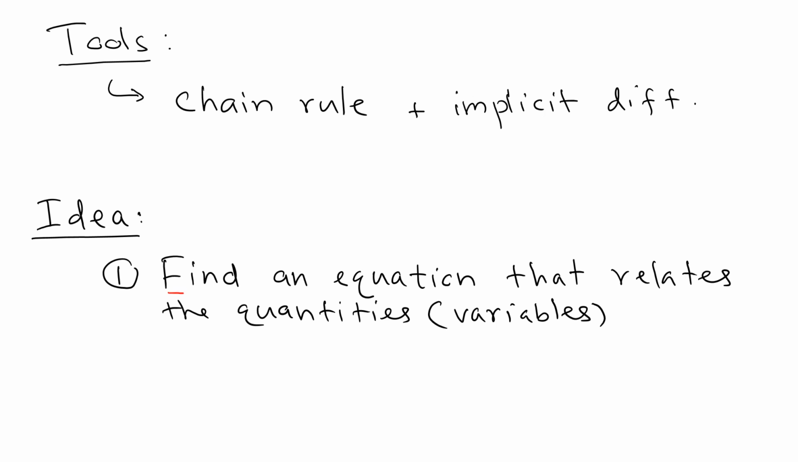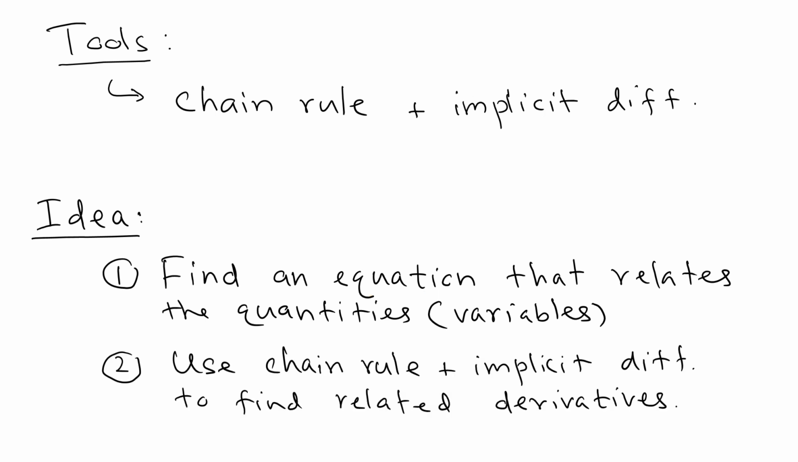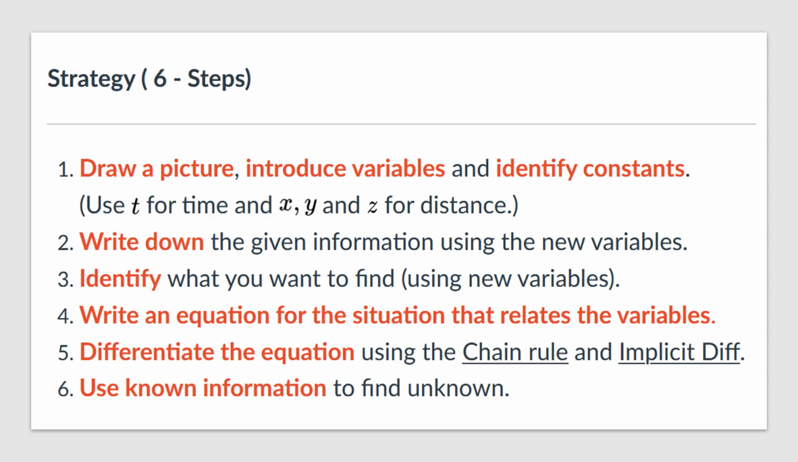So you write an equation that combines those variables. We introduce variables, and we're going to find an equation that combines those quantities. The second step is we use the chain rule and implicit differentiation to find the related derivatives. That's why we call them related rate problems, because they're related derivatives. These kinds of problems have 6 main steps. These are the 6 steps that we try to use for a problem like that. Make sure you follow those steps, and then you can get the answer very quickly.